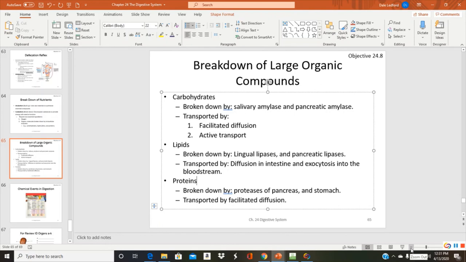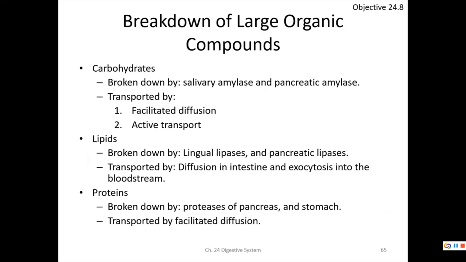Some things like that. Now, I'm not going to ask you how we transport it. Most everything is by facilitated diffusion, some things through simple diffusion. You may see active transport as well, carbs especially.